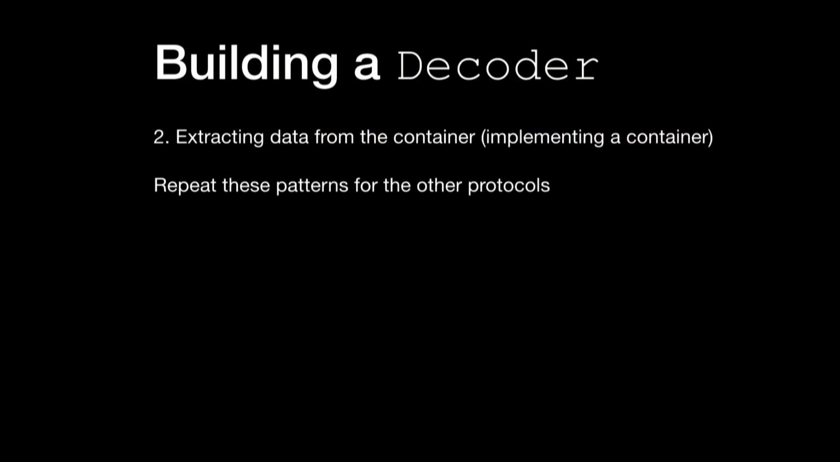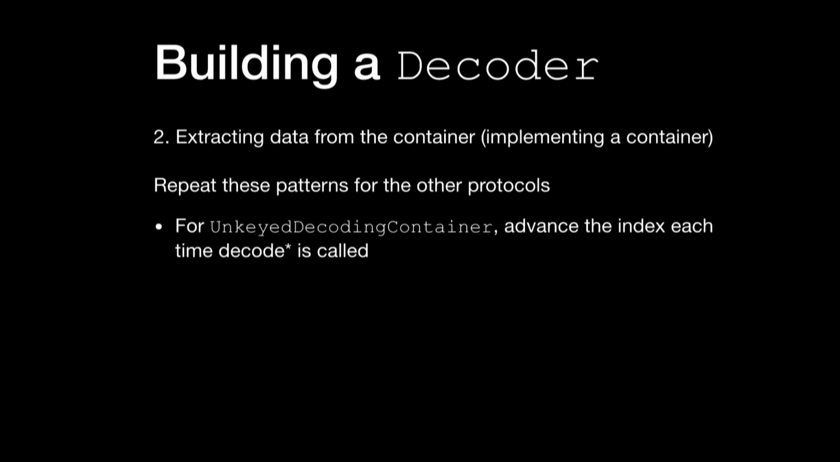All right. So I just showed you how to implement extracting data from a container for keyed decoding container as our main example. But you can repeat these patterns for all of the other protocols. Well, two other ones anyway. So for unkeyed decoding container, it's the same thing, except instead of a string key, you're decoding one thing at a time walking through your array. So each time somebody calls decode on your container, you advance an index.